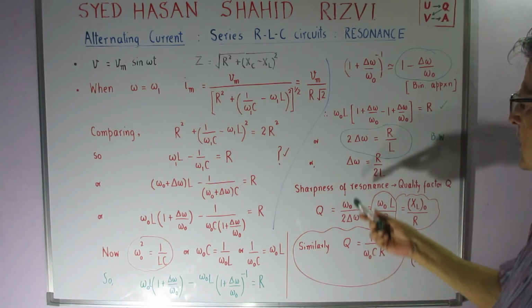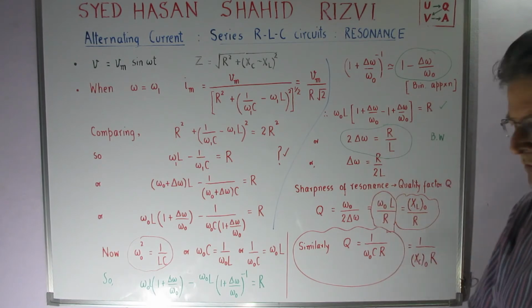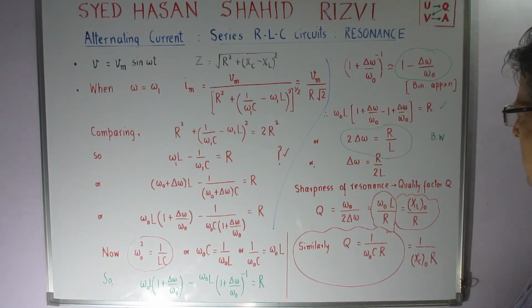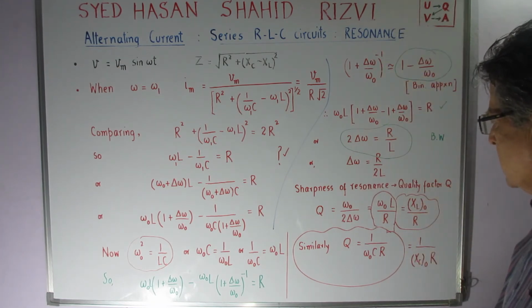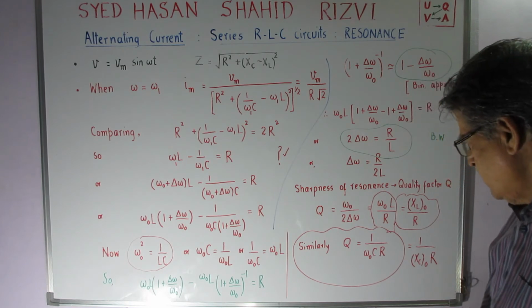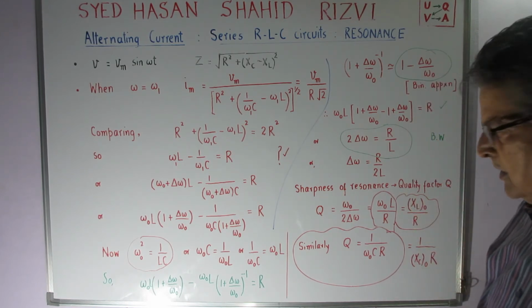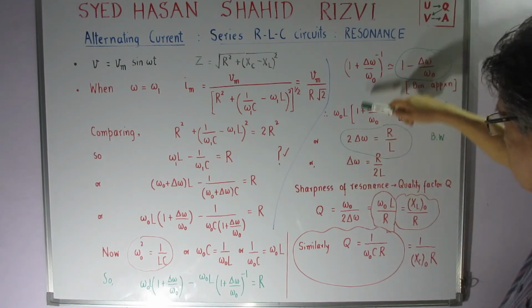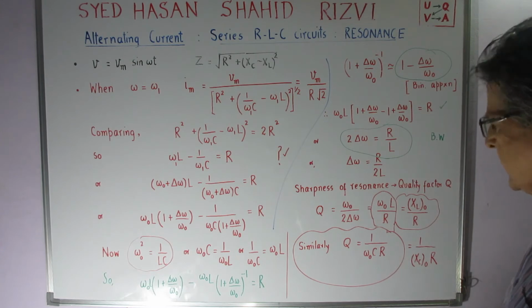Anyway, so I can write delta omega is equal to R upon 2L, right? Now, the sharpness of resonance is defined as the quality factor, because we saw that the quality factor in the first one is better than the quality factor in the second one.